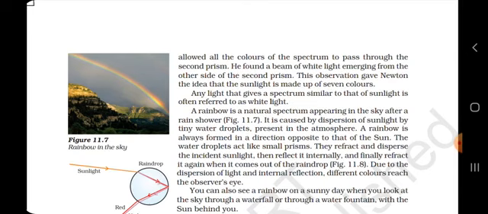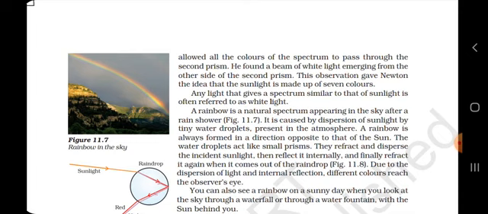For the same reason, a rainbow is considered to be a natural spectrum appearing in the sky after a rain shower. It is caused by the dispersion of sunlight by tiny water droplets present in the atmosphere. A rainbow is always formed in a direction opposite to that of the sun. Please note that this can be asked in the MCQs.